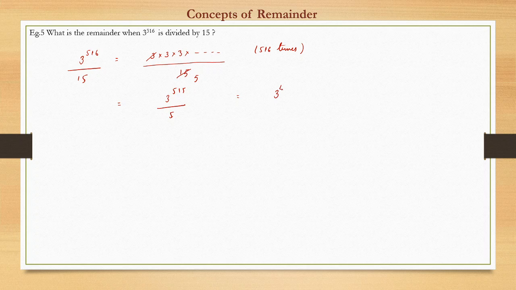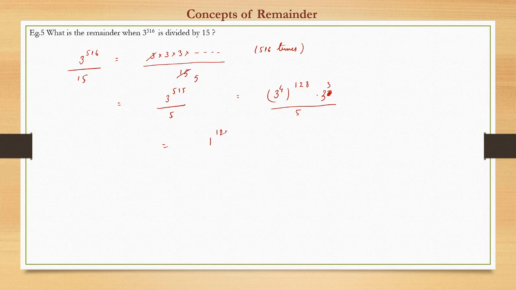Now we know 3 raised to power 4 is 81. So this we can write as 3 raised to power 4 whole raised to 128, and 3 raised to power 3, that is 27, extra would be remaining here. Here we are using the concept of cyclicity. That is why I have taken 3 raised to power 4 here, and 4 into 128 plus 3 gives 515. Now 81 by 5, the remainder would be 1.